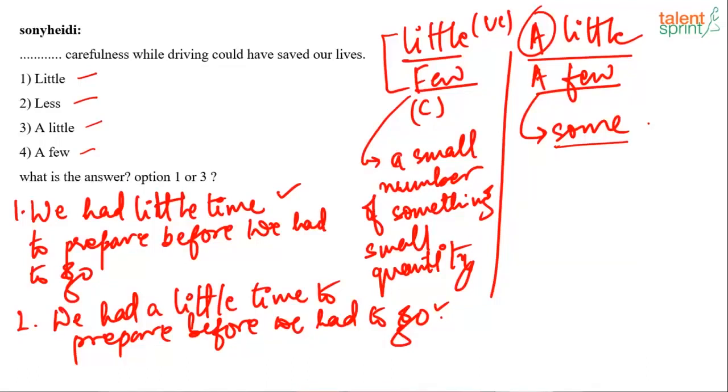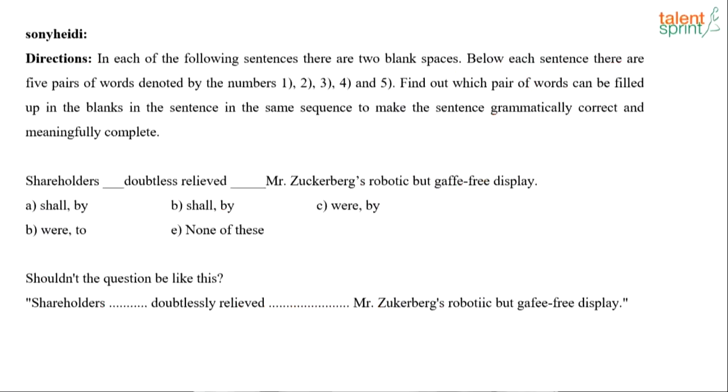Before we move on to the next one, here what do we use? Dash carefulness. So we are talking about being positive. We're talking about being cautious while driving could have saved our lives. Okay, so a little cautiousness. So it should be option 3.